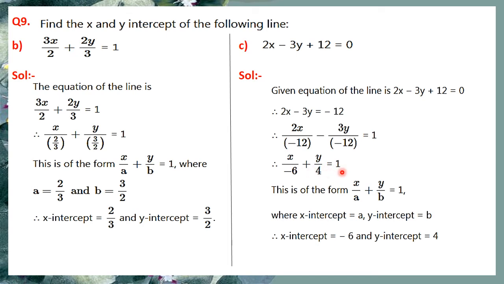So, this is of the form x upon a plus y upon b is equal to 1. When we compare, we get the x-intercept a as minus 6 and b, that is the y-intercept, as 4.